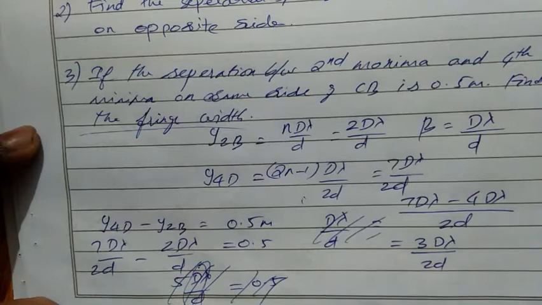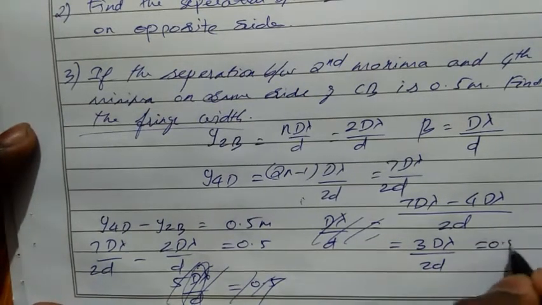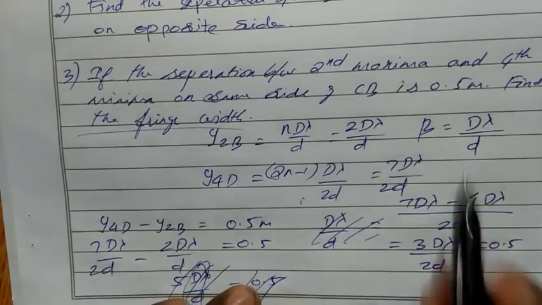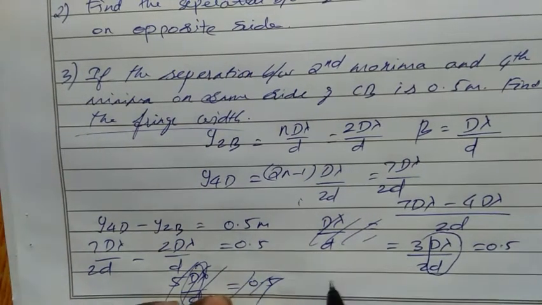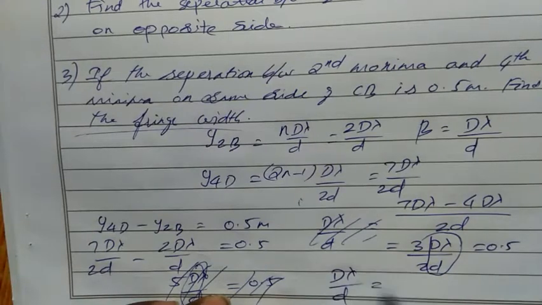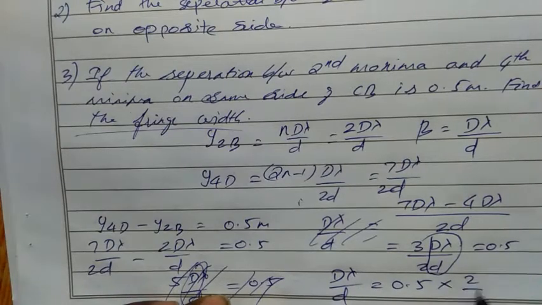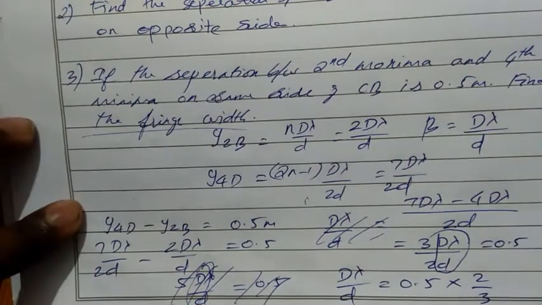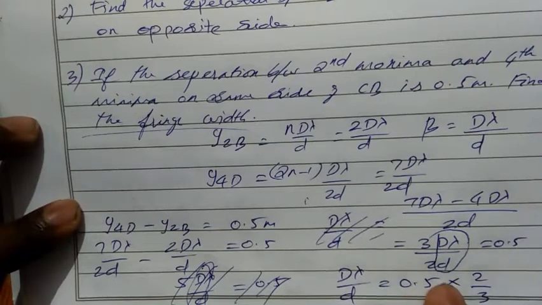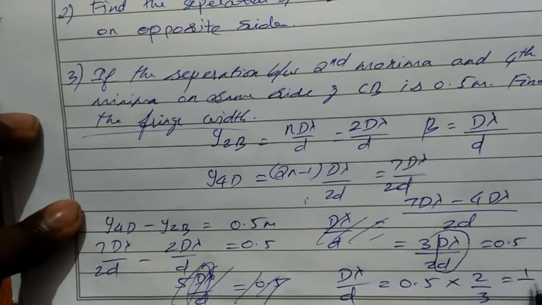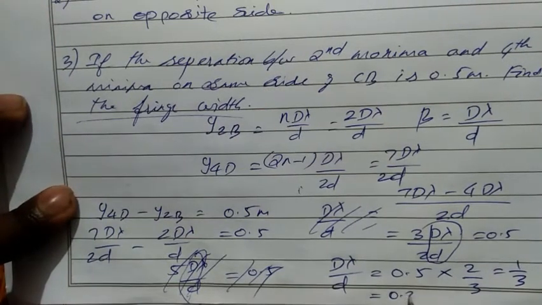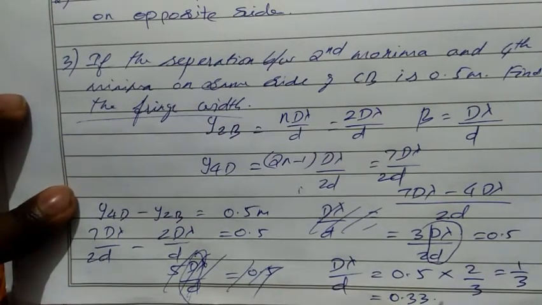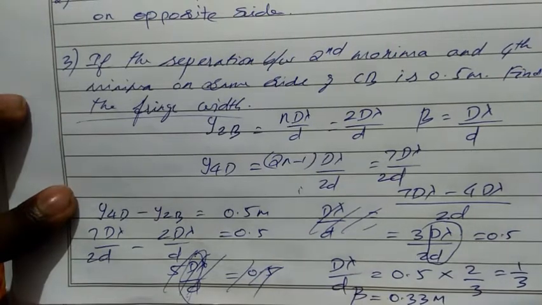So 3 d lambda divided by 2d is given as 0.5. Fringe width is d lambda by d, so we have to find this value. So d lambda by d equals 0.5, and 3 by 2 goes to the right hand side. It becomes 2 by 3. So 2 into 0.5 will be 1. Then we have 1 by 3, which is 0.33 and goes on. So 0.33 meter will be our fringe width beta.